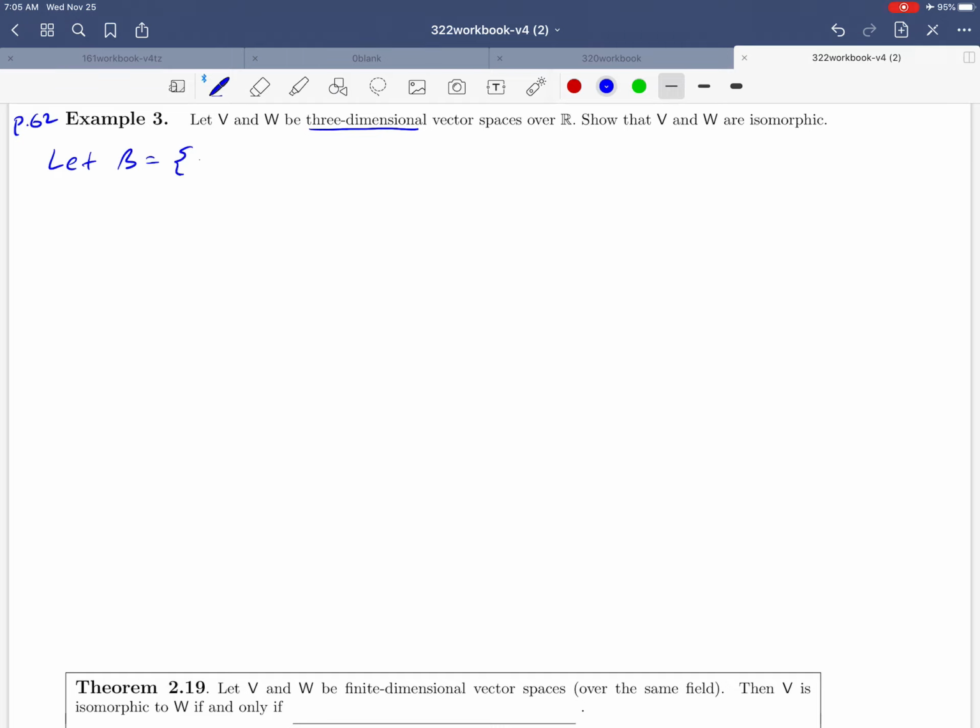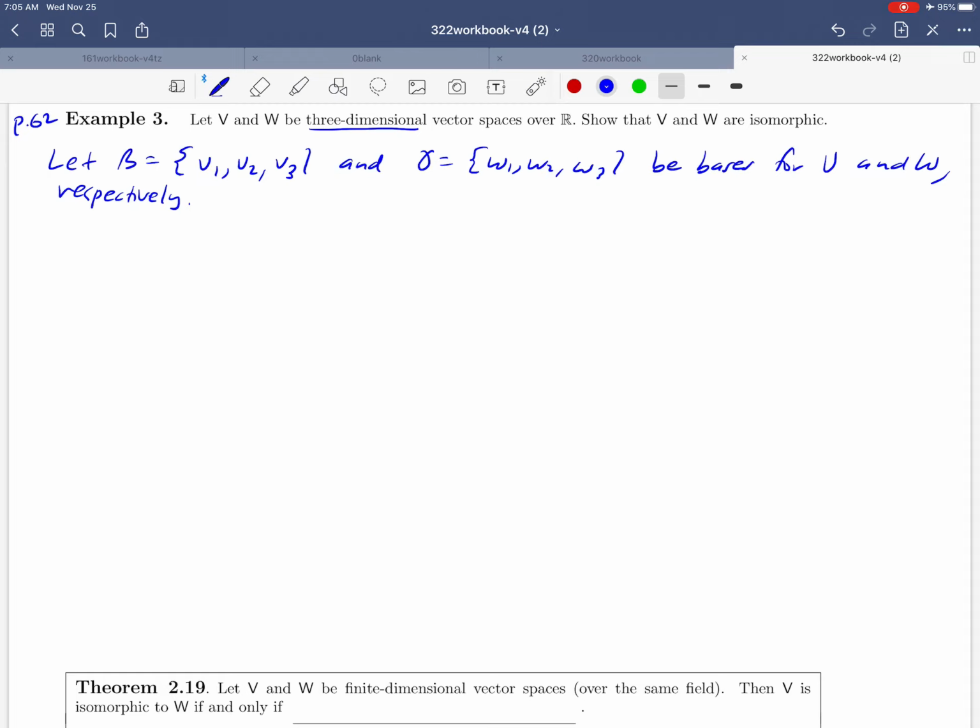Okay, so let beta equal V1, V2, and V3. Okay, and gamma be W1, W2, and W3. We'll let those be bases for V and W respectively. Okay, and then what we're going to do is to refer back to Theorem 2.6, which allows us to define a linear transformation that goes from V to W in a nice way, that pairs up these basis vectors that we have.